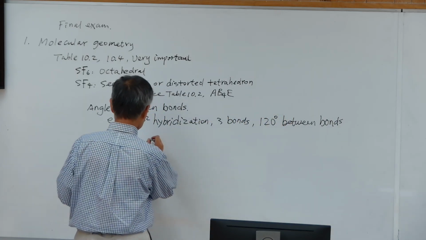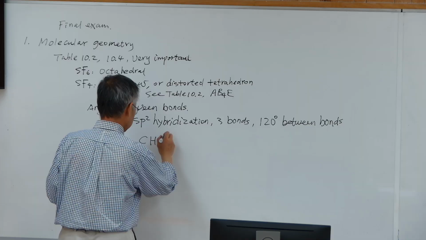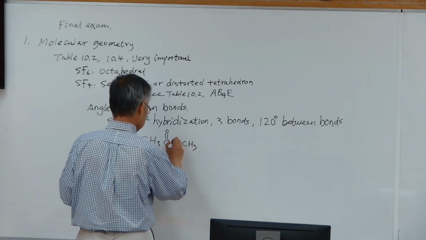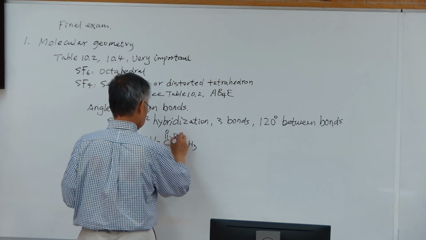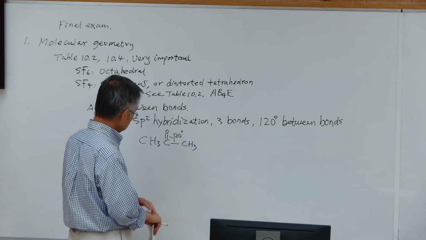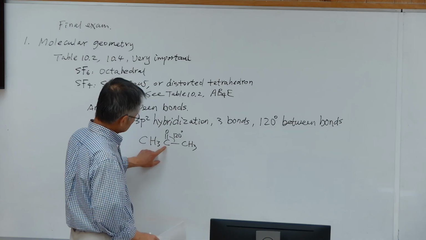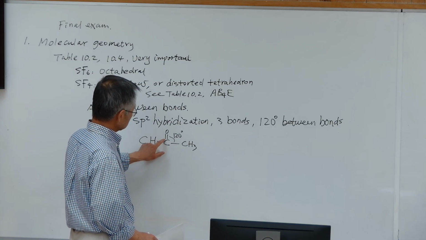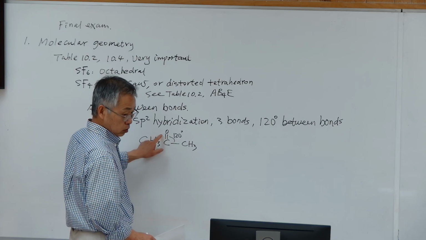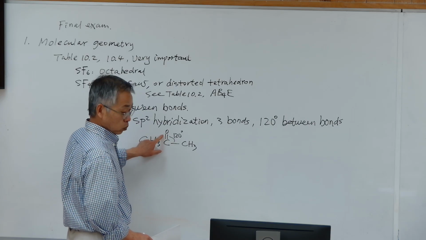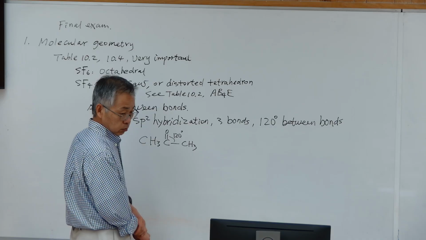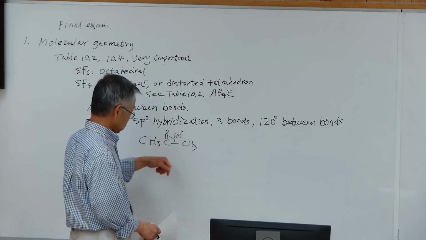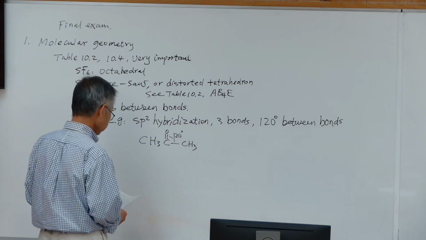The example is CH3, C double bond O, and CH3. So this bond is 120 degrees. This also is 120 degrees, because this carbon's hybridization is sp2, 3 bonds: 1, 2, 3. For the double bond, 1 is a sigma bond, 1 is a pi bond. So 1 pi bond added there becomes a double bond. The skeleton is single bond, single bond, single bond, 120 degrees. Okay.